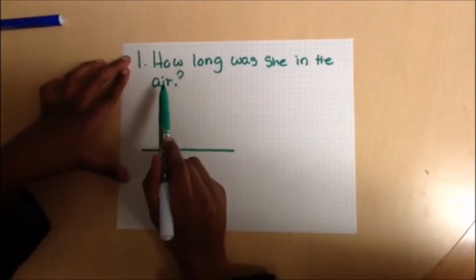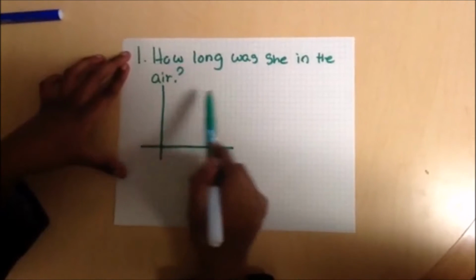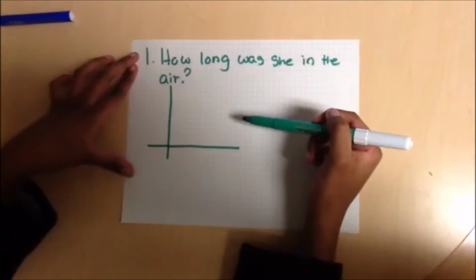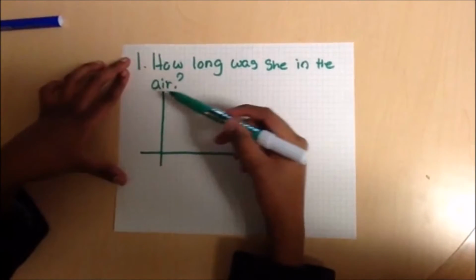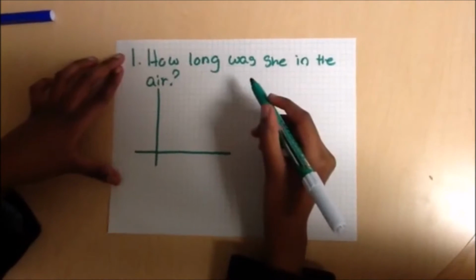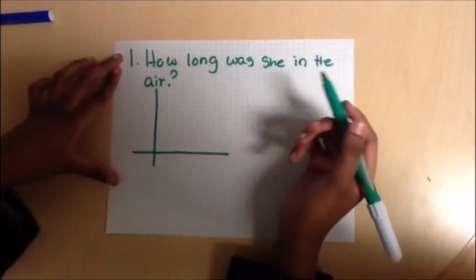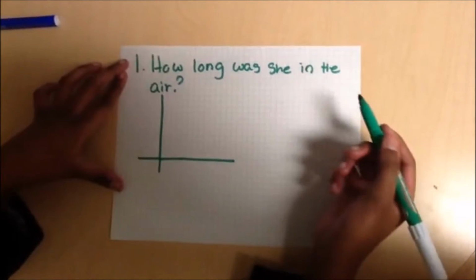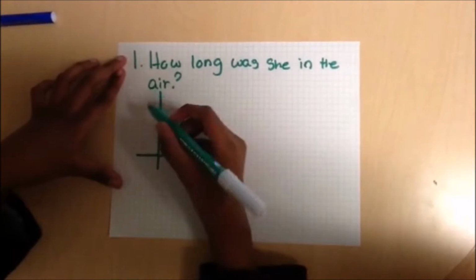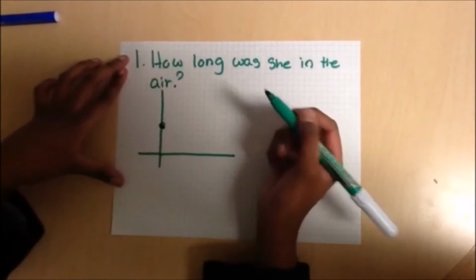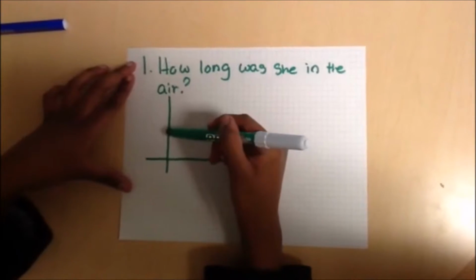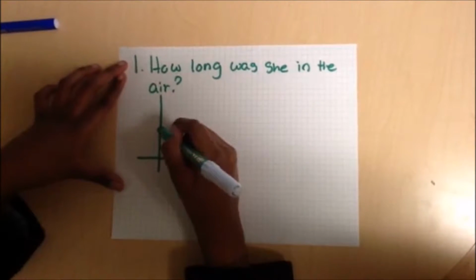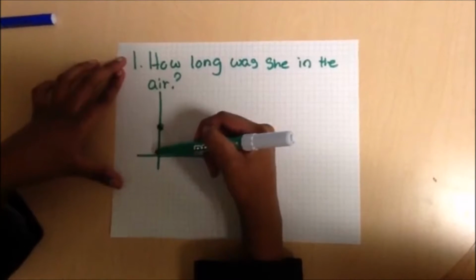So the first question asks, how long was she in the air? We can do this by simply sketching a graph of the equation that we have. So our equation was y equals negative 16t squared plus 50 sine of 20t plus 40. And we're going to graph that here. The y-intercept value was 40, so it's going to intercept at 0, 40.